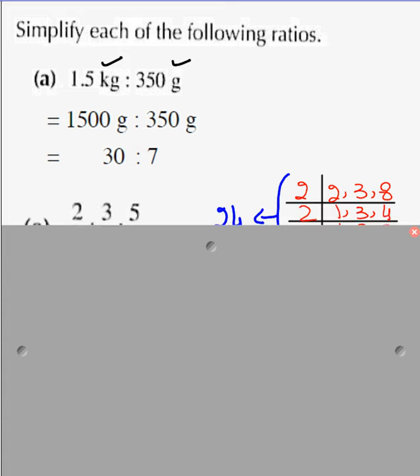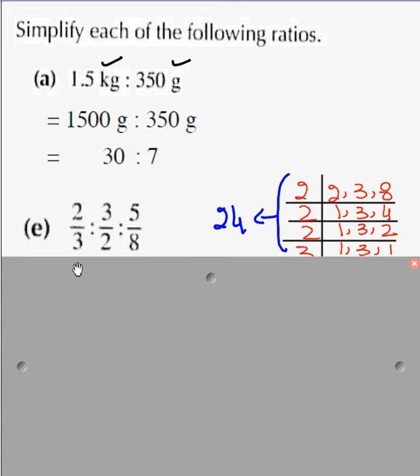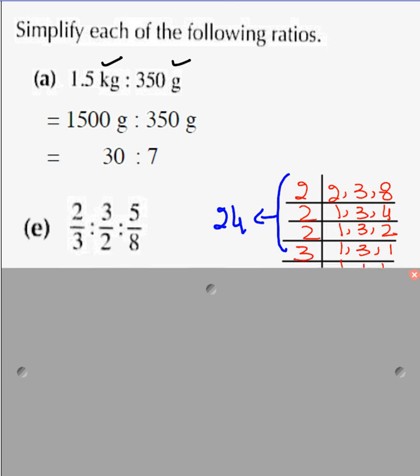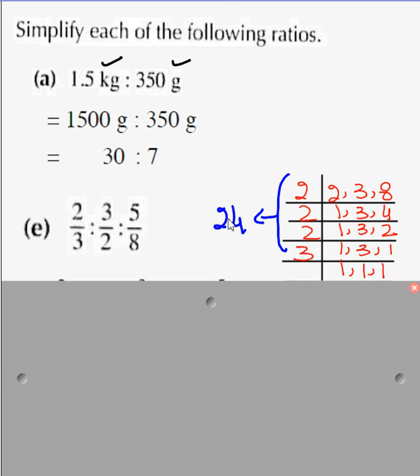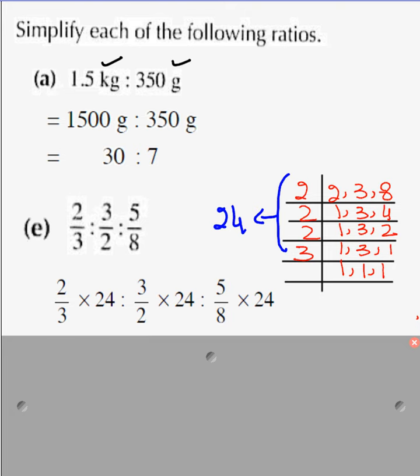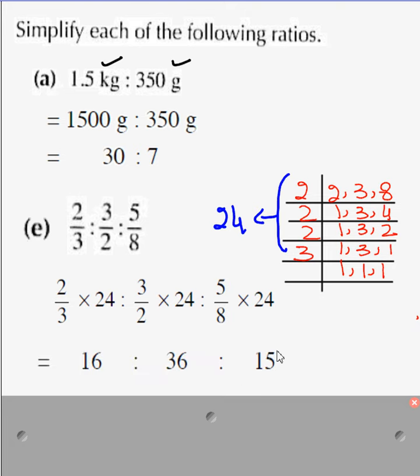Now, second thing, if it is given in fractions and you have to write it in the simplest ratio form, the technique is you try to make the denominators the same. And for that, you take the LCM. So when you take the LCM of 3, 2, and 8, it is equal to 24. So you can multiply each of these by 24, and you will get the ratio 16:36:15. If you get numbers here which can be simplified further, then you will do so.